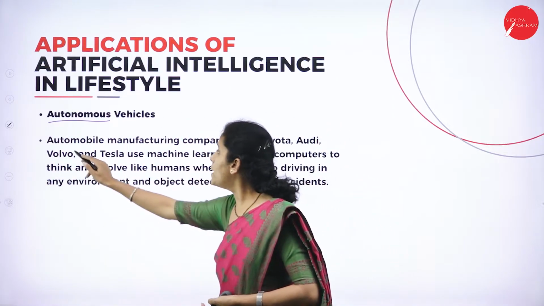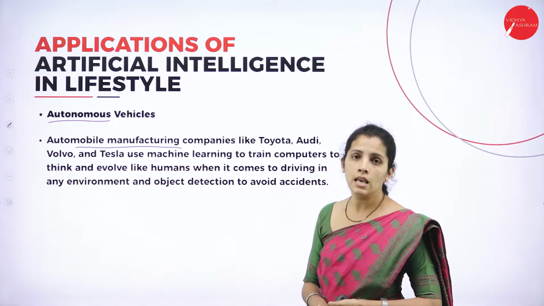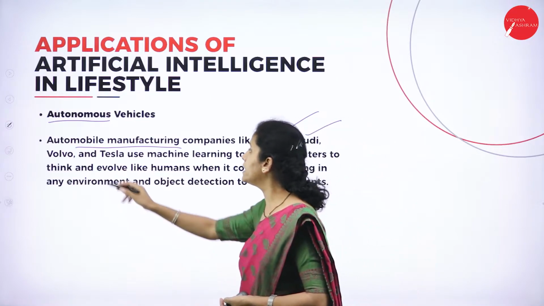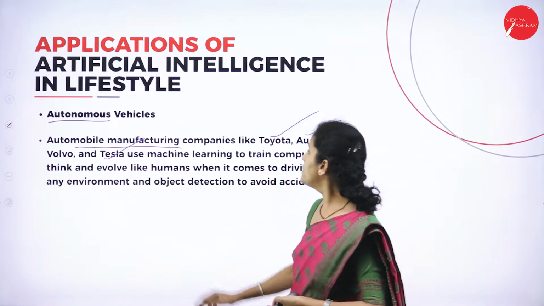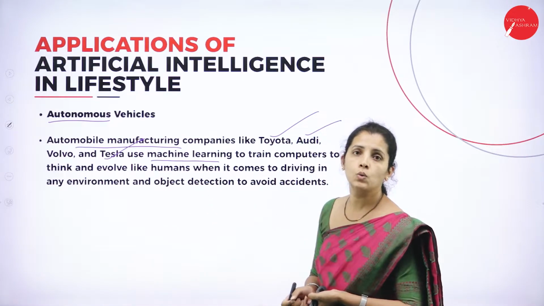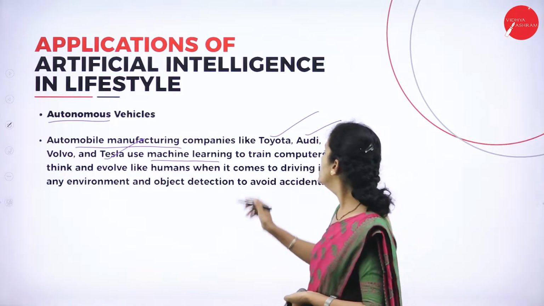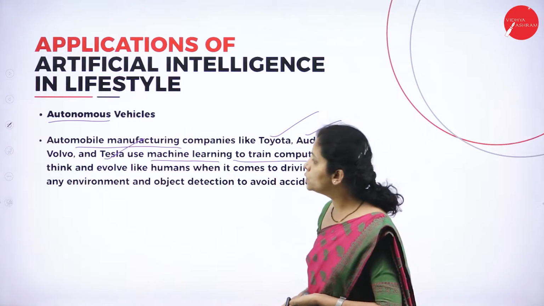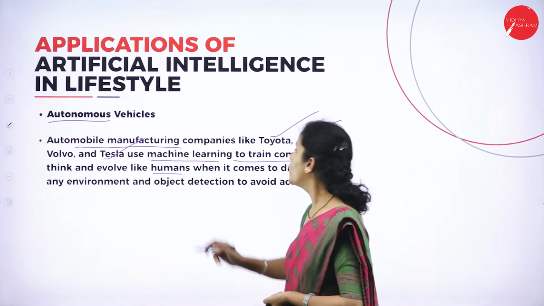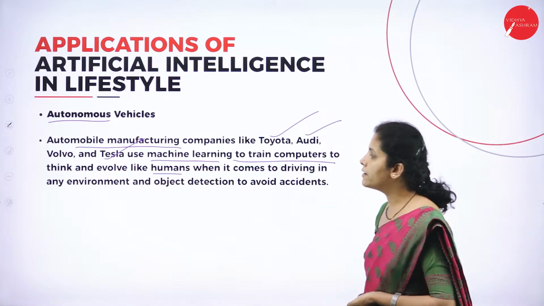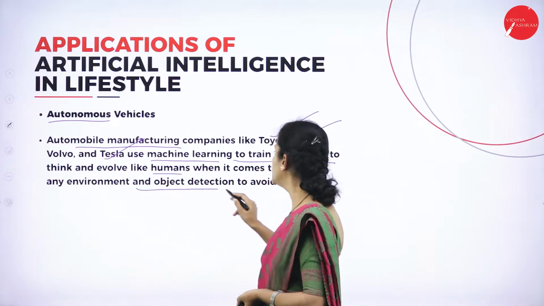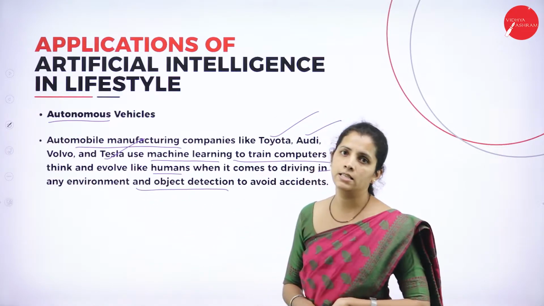So automobile manufacturing companies like Toyota, Audi, Volvo and Tesla use machine learning. Here all these automobile companies are going to use machine learning to train the computer to think and evolve like a human when it comes to driving in any environment and object detection to avoid accidents.